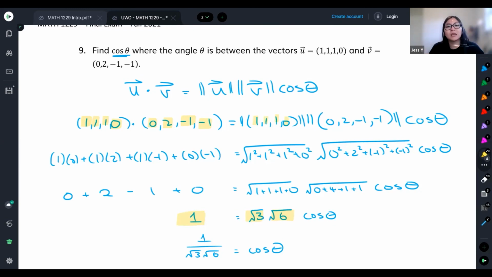Don't do any trig stuff because it's not a calculus course. You don't need to know trig. Okay. Let me know if there's any questions about this one. It's very similar to a question we did earlier, but this time it's just in R4 instead of R3.